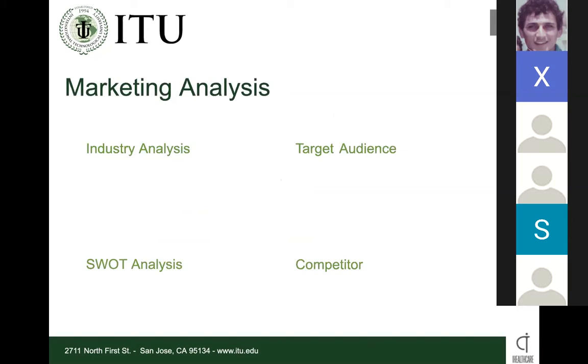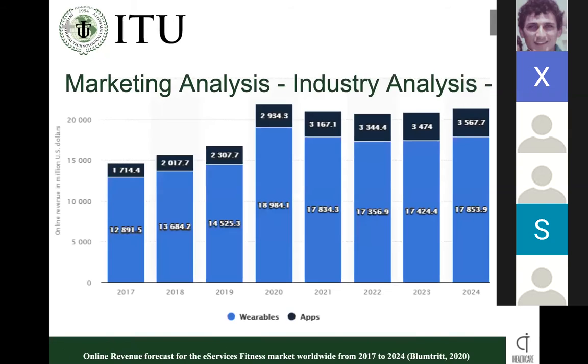As for the marketing analysis, we're going to separate it into 4 parts. The first part is industry analysis, the second part is our target audience, the third part is our SWOT analysis, and the fourth part is our competitors. For the first part, we think the fitness industry was revolutionized by mobile and IT technology, so it became an important sector of the IT industry.